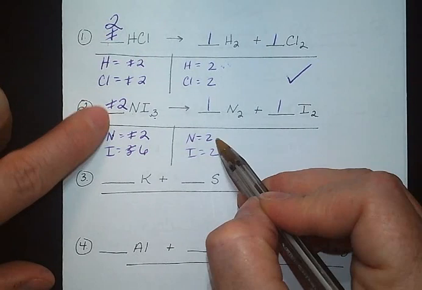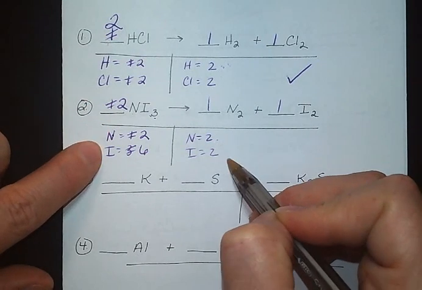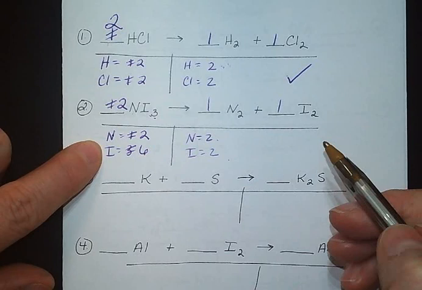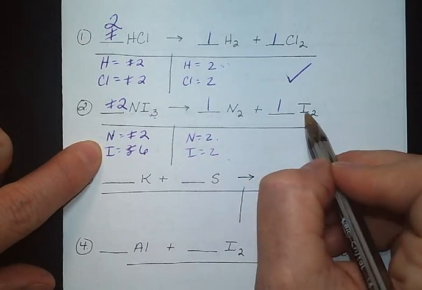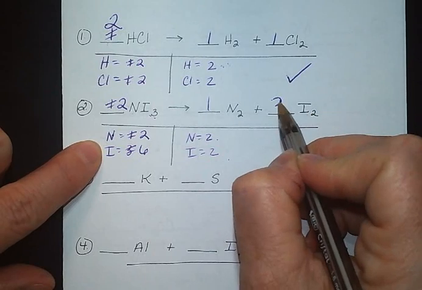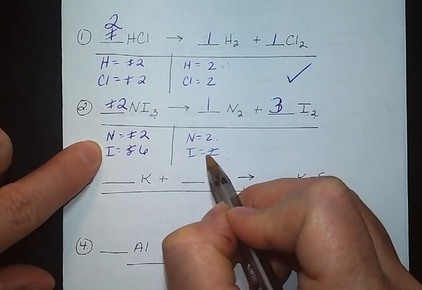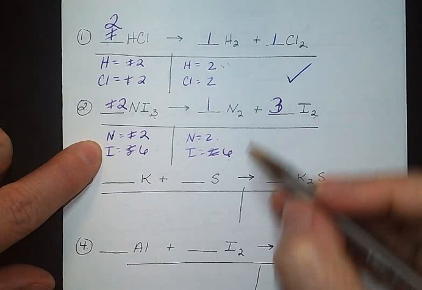Over here I have 2, and now my iodine's out of balance, which it was to begin with, so that's fine. So I look over here and I make this try to equal 6. Well, I know that 3 times 2 will give me a total count of 6. So now I'm balanced there.